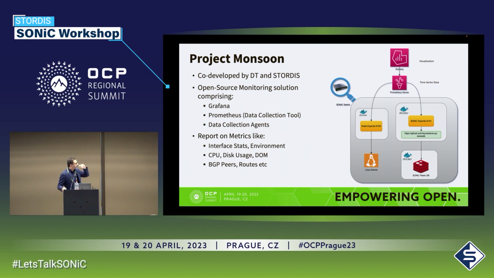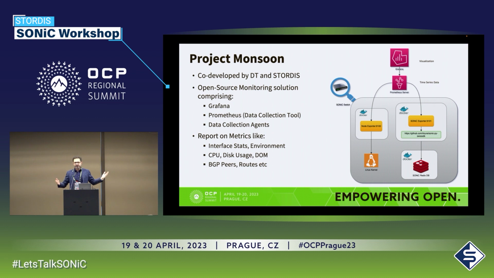If we move up the stack, the second layer in Project Monsoon is the Prometheus server itself, which is the data collection tool. What this Prometheus server is doing is going out, talking to both of these agents, pulling all these metrics and then saving them as time series data.